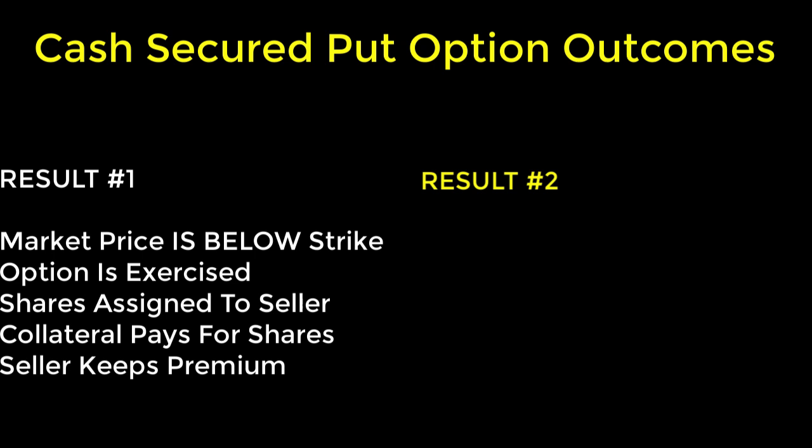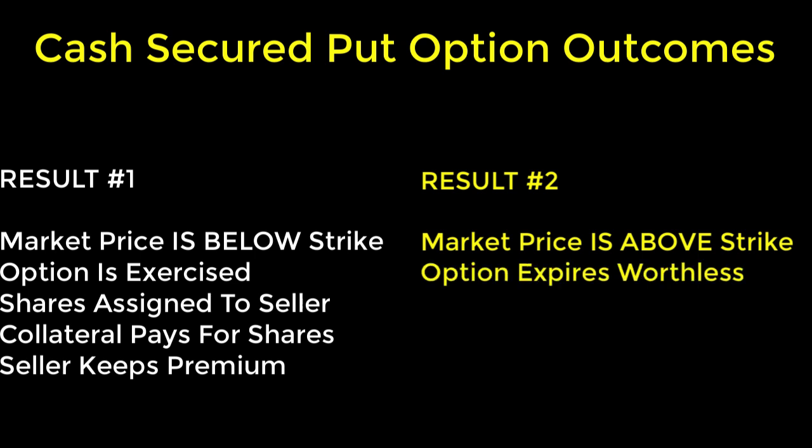Next, let's take a look at the other outcome, or the second result that's possible. In order for result number 2 to occur, the market price would finish above the strike price on the expiration date. When this happens, the option contract expires worthless. As a result, the buyer of the option contract is unable to exercise it. The option seller is no longer obligated to purchase the shares. And additionally, the seller keeps the full premium payment that they received for selling the option contract in the first place.